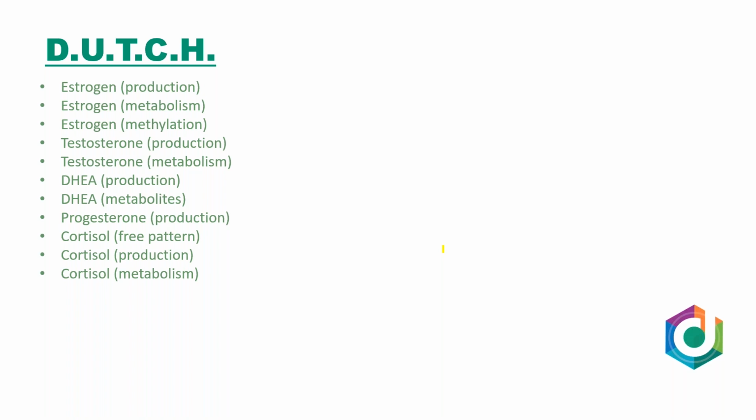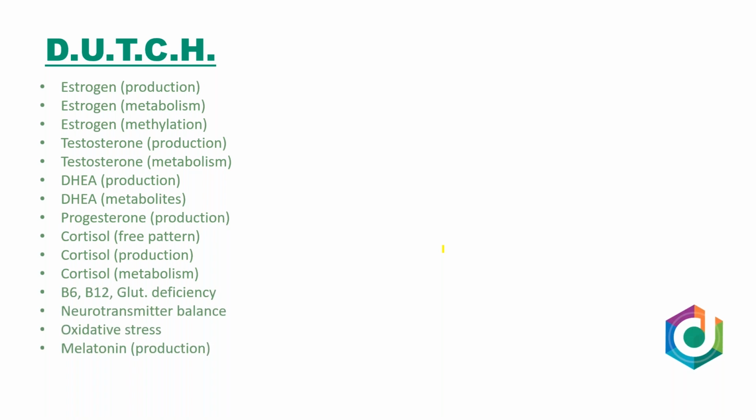We can look at progesterone, and for cortisol, we're seeing the free pattern, which is good to see, and also production, which is best measured by looking at the metabolites. So we're able to get a pretty complete look at cortisol.